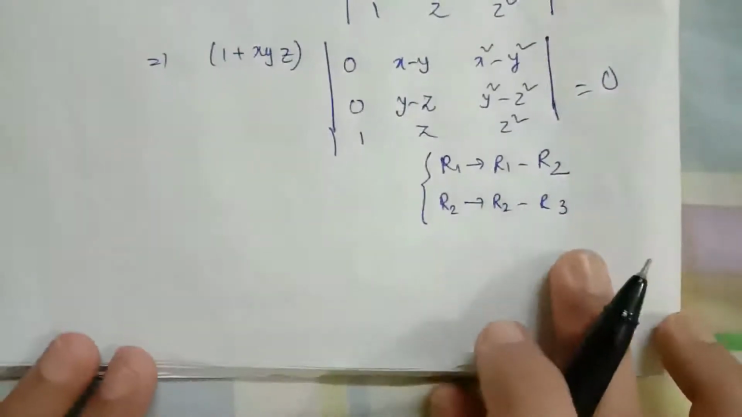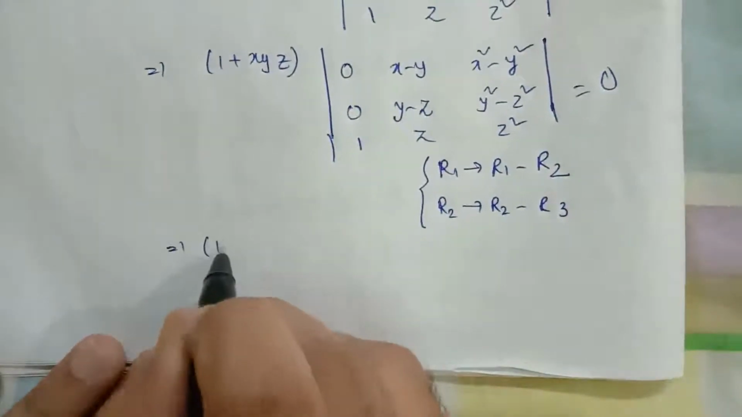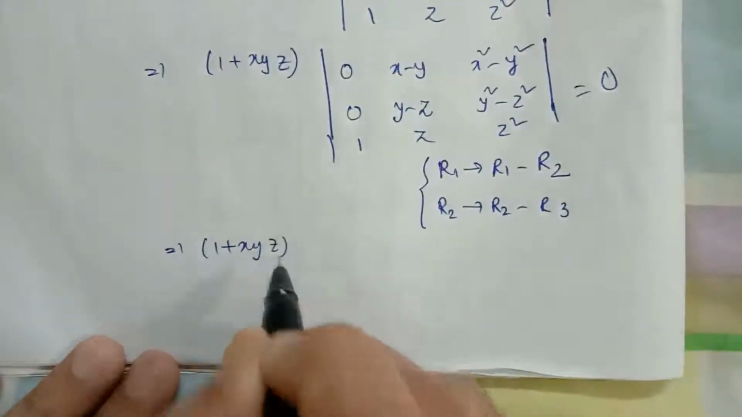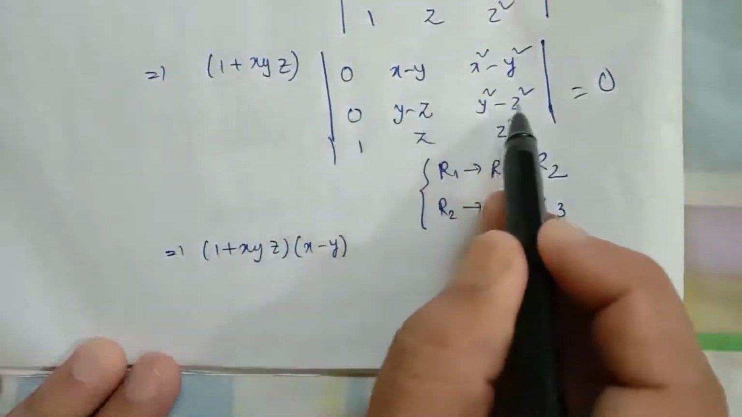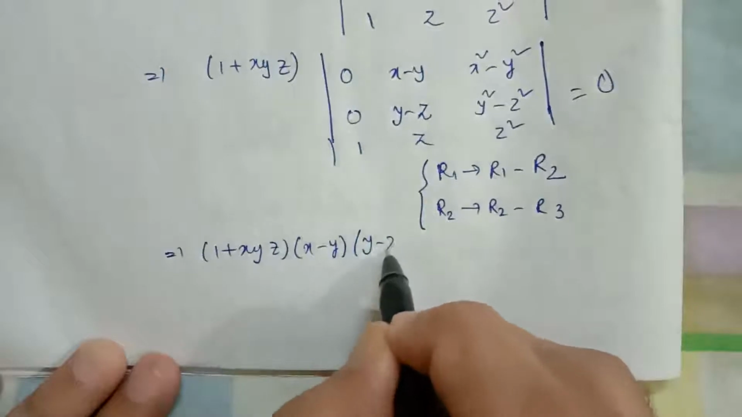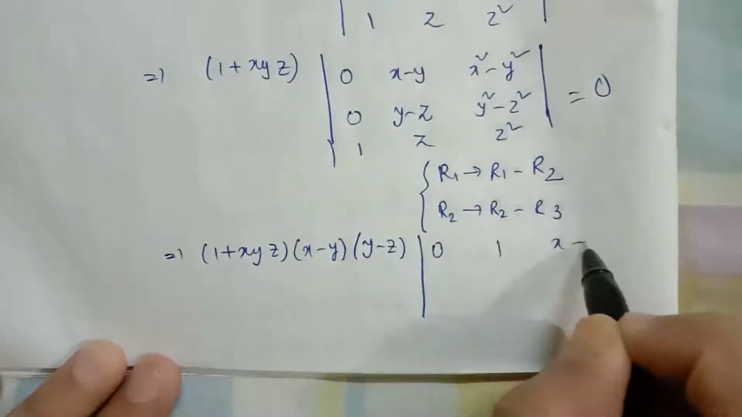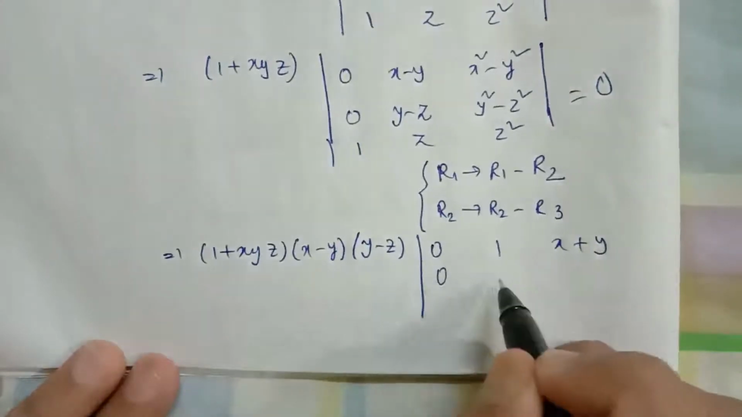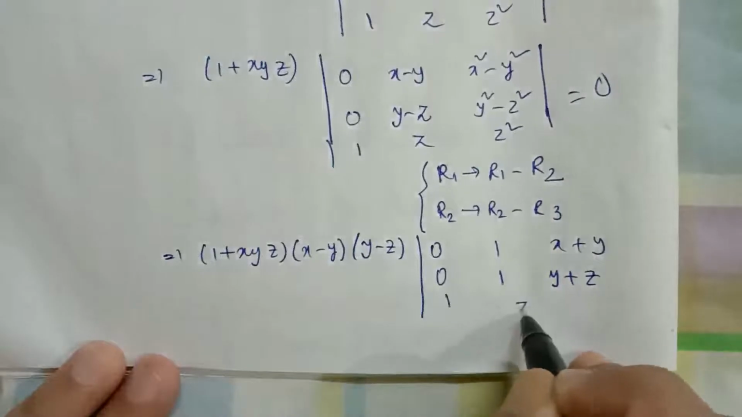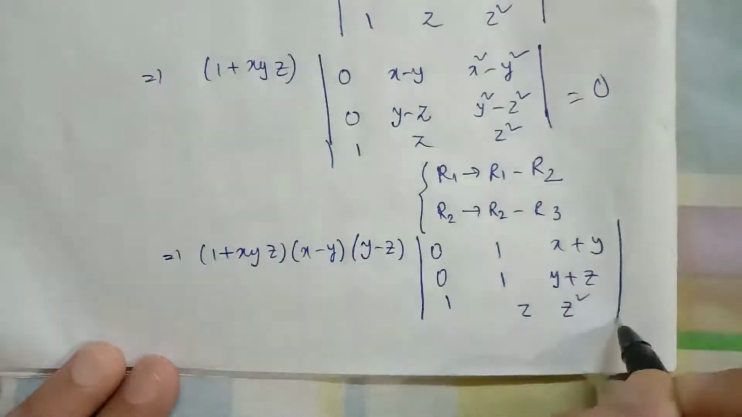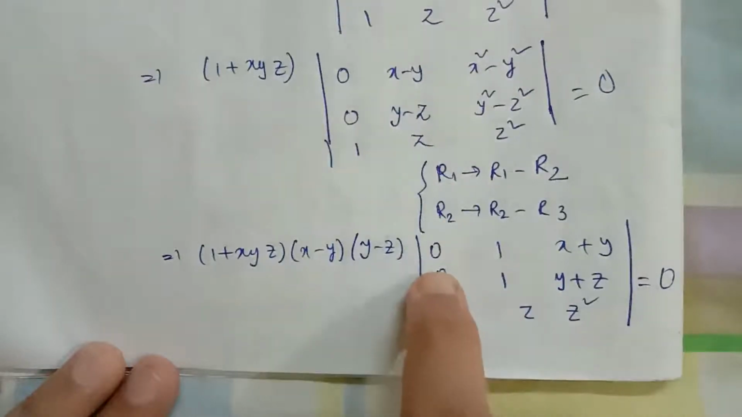Next, we can take x minus y common from the first row, so we will get 1 plus xyz, x minus y. Again, we can take y minus z common from the second row, so x minus y into y minus z. This will be 0 1 x plus y, 0 1 y plus z, 1 z and z square is equal to 0. Now you can see we have two zeros in the first column.